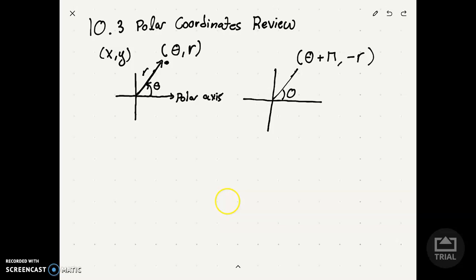That just goes to show, and you can do this for multiple iterations of pi. You could multiply this by 2 pi or something like that. You can do it many times, and you can also flip the sign a lot of times. There are infinitely many ways of representing a point.